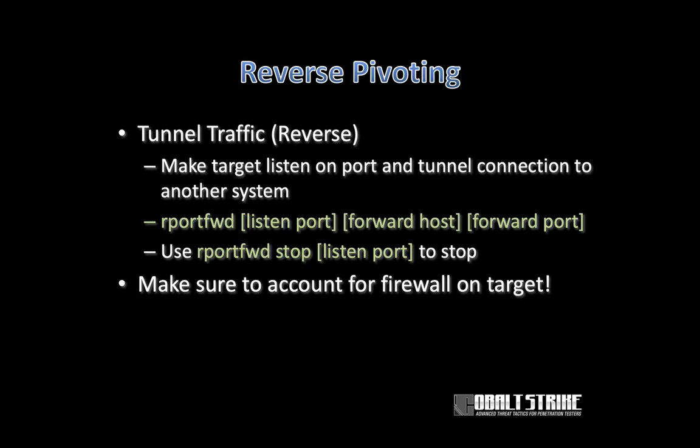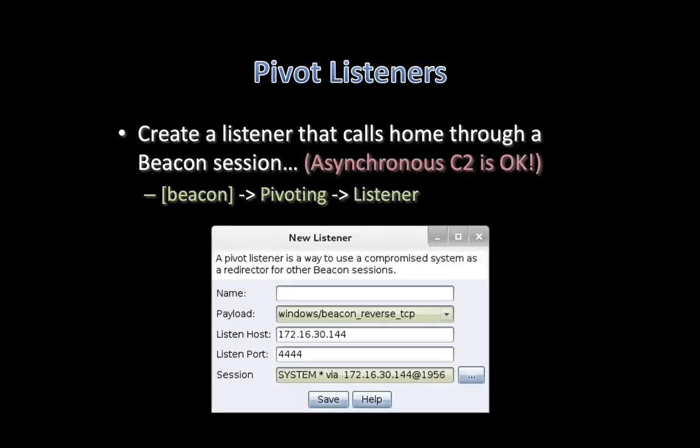When you set up this kind of reverse pivoting, make sure you account for the firewall on the target, because reverse port forwarding does not disable or create exceptions or do anything to the host-based firewall. Now's a good time to talk about pivot listeners. A pivot listener is a way to turn a compromised system into a redirector that can receive connections from a reverse TCP beacon payload. To set up a pivot listener, right-click on your beacon, go to Pivoting, Listener, and here's where you configure all that stuff.